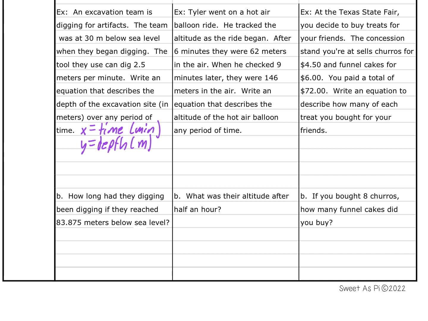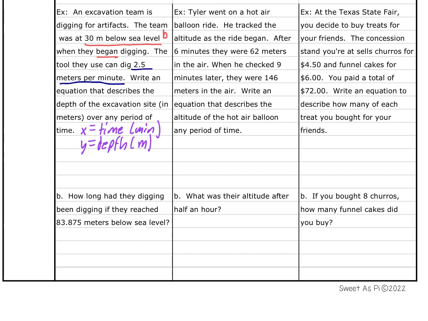The team was at 30 meters below sea level when they began digging. Since our starting point is 30 meters below sea level, our b value or y-intercept will be negative 30. The tool they use can dig 2.5 meters per minute.